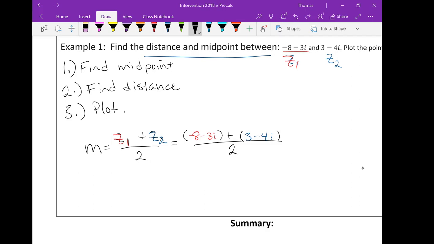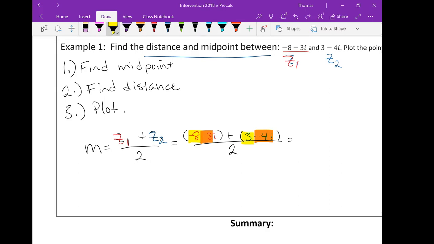So I just opened up spaces where I was going to put z1 and z2, plug them in. Now we're just simplifying. At the end, we should get a complex number that's the midpoint. All right, simplifying. Real parts, negative 8 and 3. Imaginary parts, negative 3i and negative 4i.